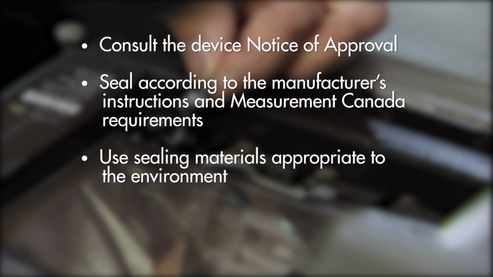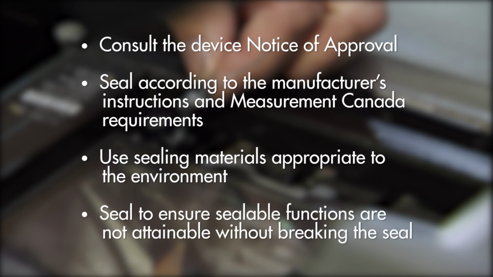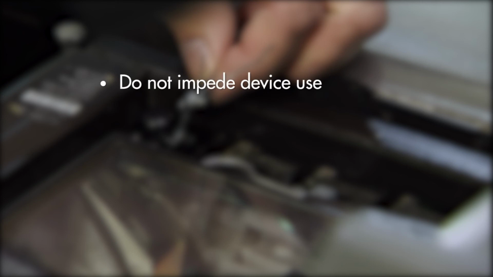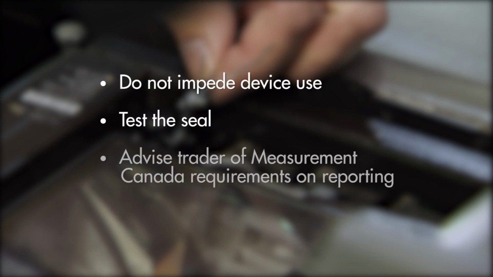Use proper sealing materials that can withstand the same environmental conditions in which the device is used. Seal to ensure that sealable functions are not attainable without breaking the seal. Do not impede device use. Test the seal. Advise the trader of Measurement Canada requirements on reporting.